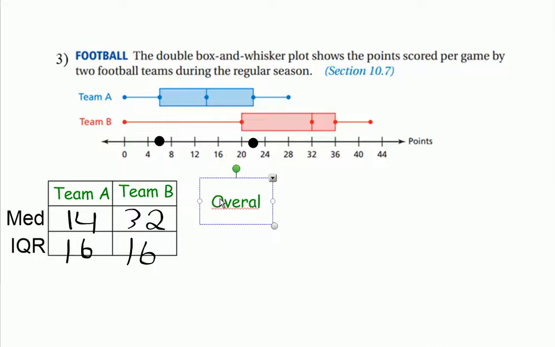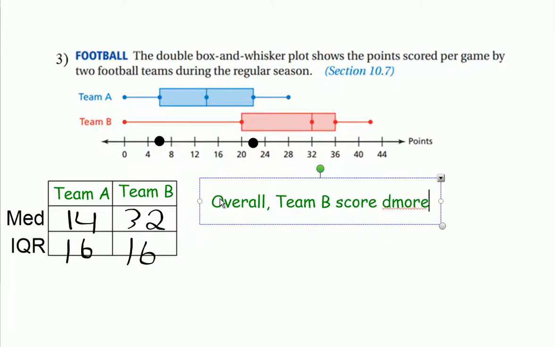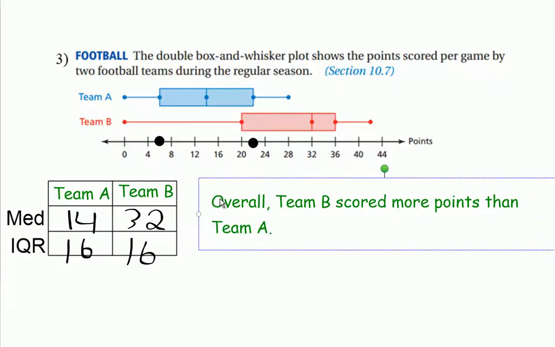So overall, we're talking about, let's do Team B scored more points than Team A. Both teams were varied equally.